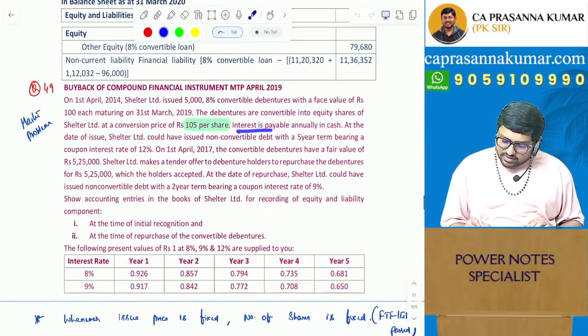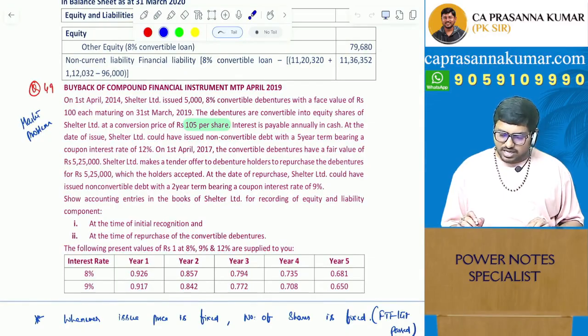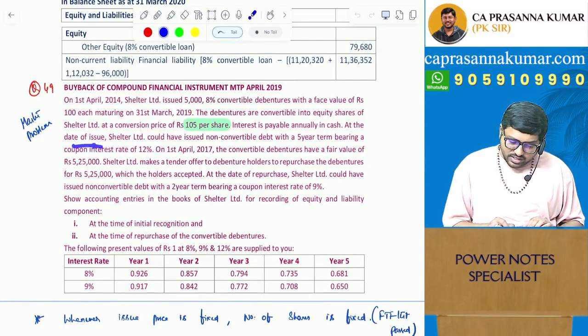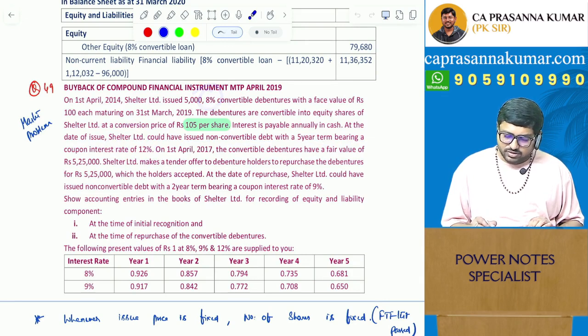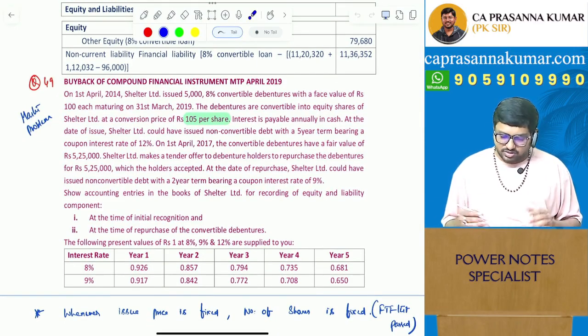Now, interest is payable annually in cash. At the date of issue, Shelter Limited could have issued non-convertible debentures with a 5-year term bearing a coupon interest rate of 12%, whereas you have issued at 8%. So this is tainted interest and this is untainted or uncorrupted interest, which is 12%, which we'll be using to find out the fair value of the financial liability during initial recognition, correct?